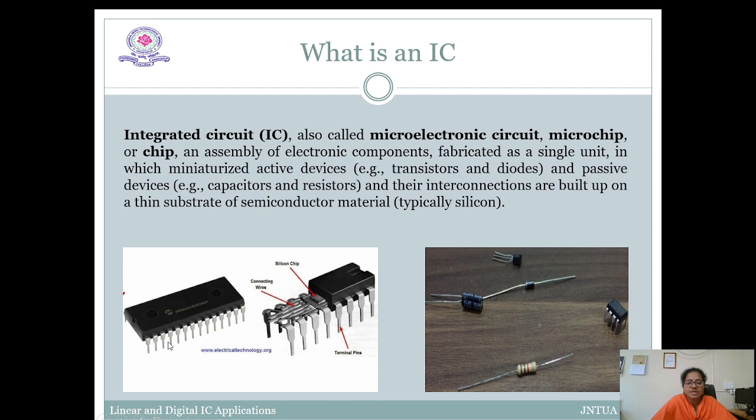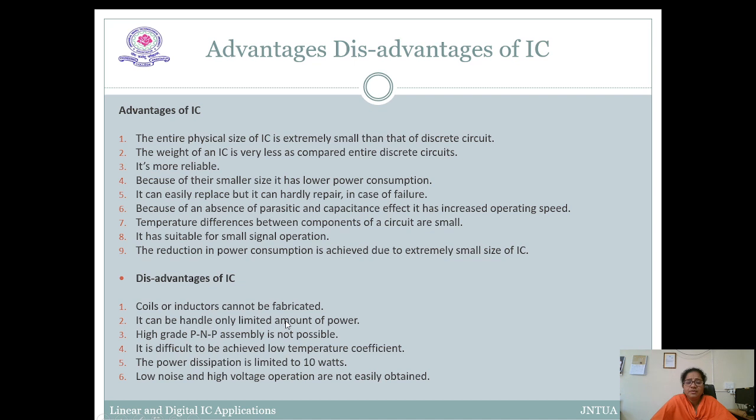So this is what an IC looks like, and then we are going for the 741 IC, right? So we'll see how many pins there are for that, what the pin configuration is, what the package is, and what applications there are with that IC. And what exactly are the advantages and disadvantages of integrated circuits?